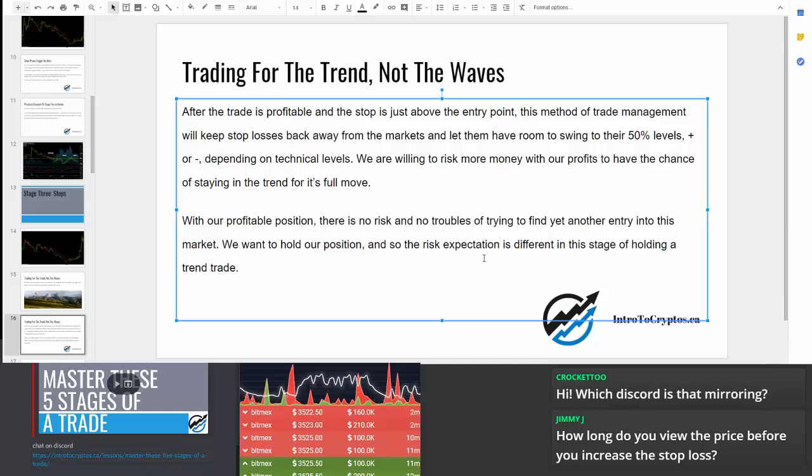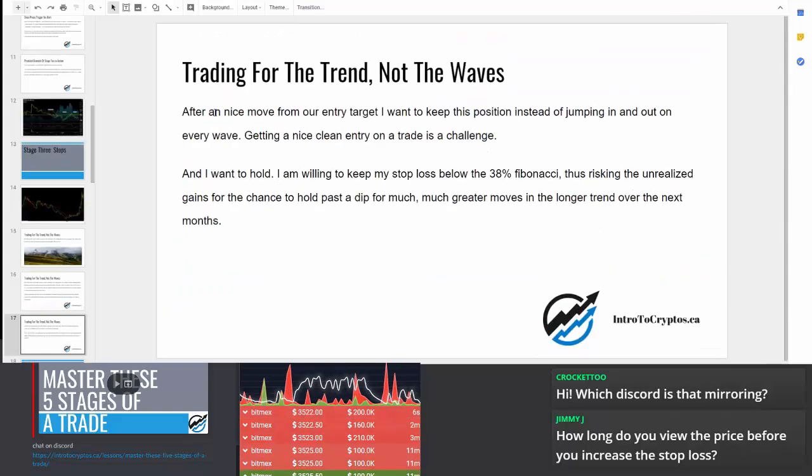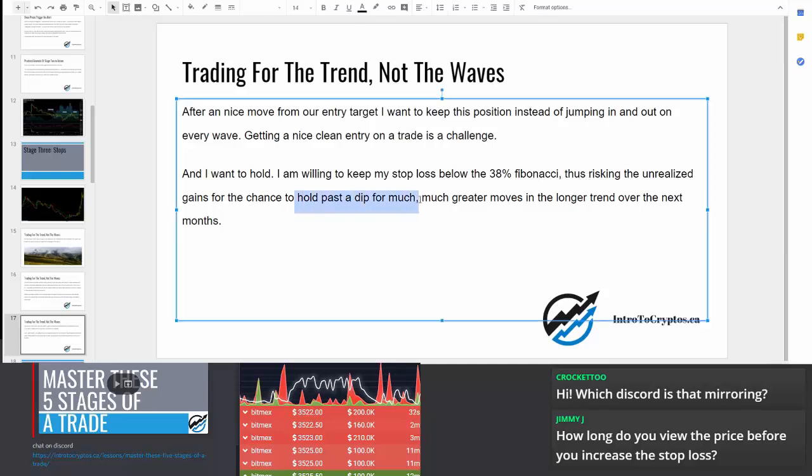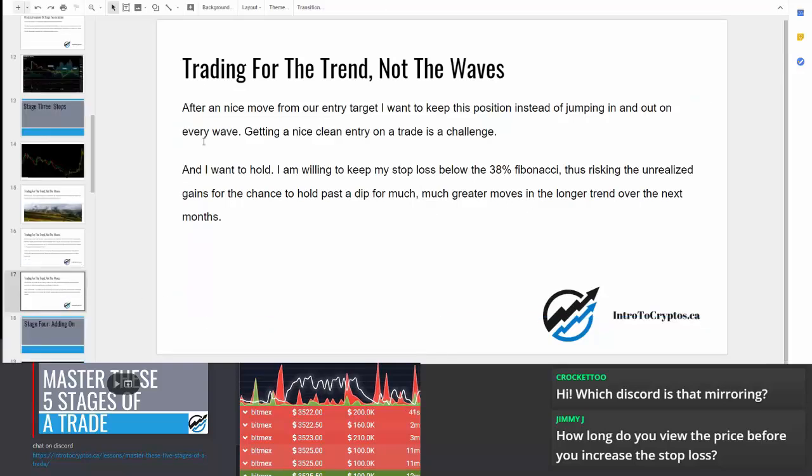But after the trade is profitable, now we are proven correct. This is the time to increase your risk, actually. After a nice move from our entry target, I want to keep this position instead of jumping in and out of every wave. Getting a nice clean entry on a trade is a challenge. So I want to hold. I want to keep my stop losses below the 38% Fibonacci instead of the 50%, thus risking the unrealized gains for a chance of holding past the dip for much, much greater profits over the long term in the months to come.